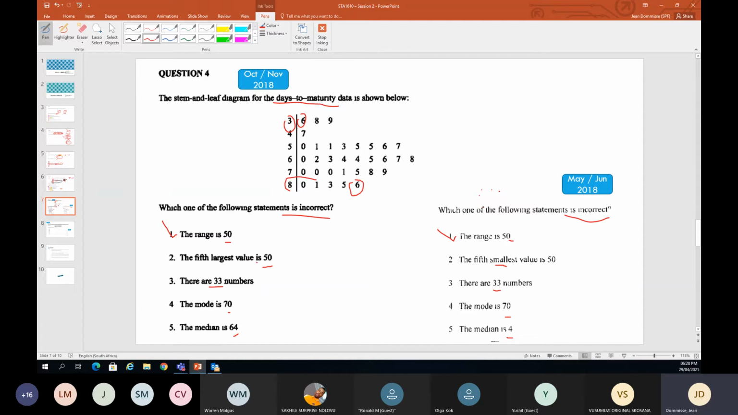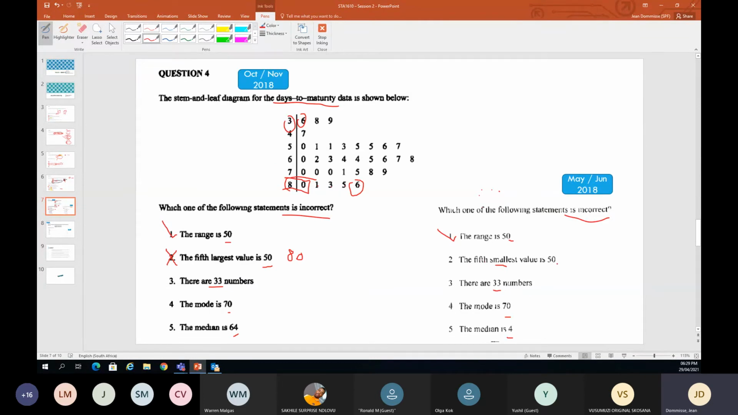The fifth largest value is 50, largest. Okay, so 1, 2, 3, 4, 5. So the fifth largest value is actually 80. Okay, so that one would have been the wrong information in the October-November exam.